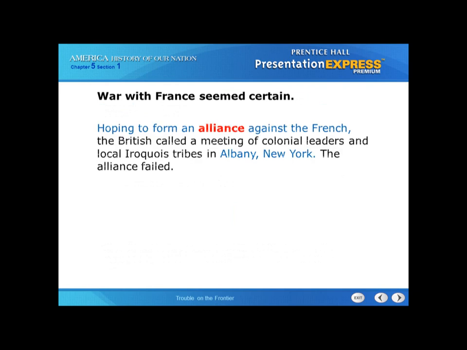War with France seemed certain. Hoping to form an alliance against the French, the British called a meeting of colonial leaders and local Iroquois tribes in Albany, New York. The alliance failed. An alliance would be a grouping of people. It could be a grouping of colonies, of states, of countries, but it would be a group of people that have a common agenda.